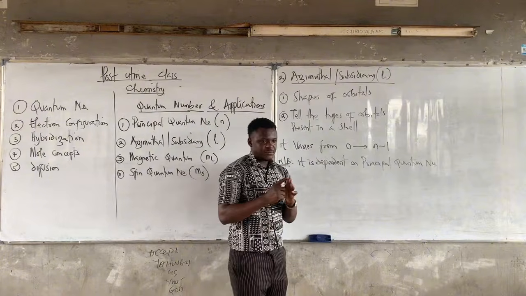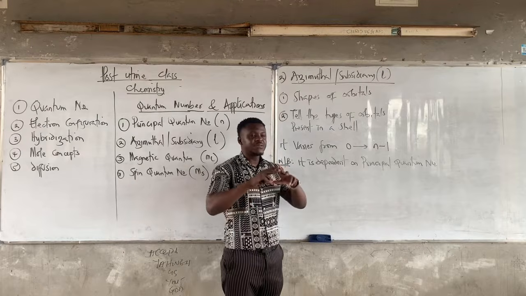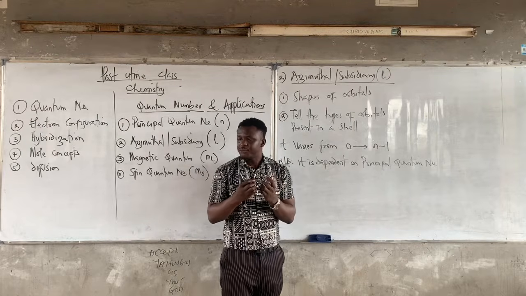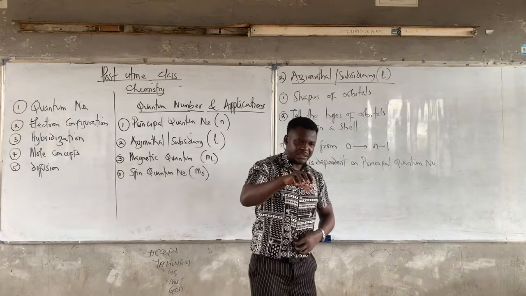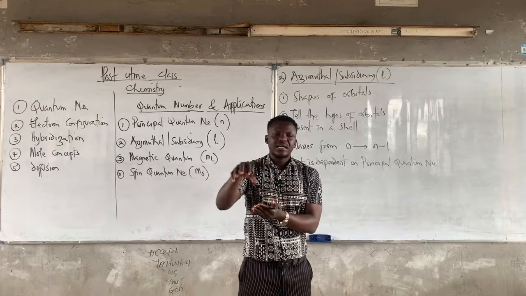Every shell is more like a house, a room. Rooms normally have beds, right? Now beds are what we refer to as the orbitals, right? Orbitals are regions in an atom where an electron resides.